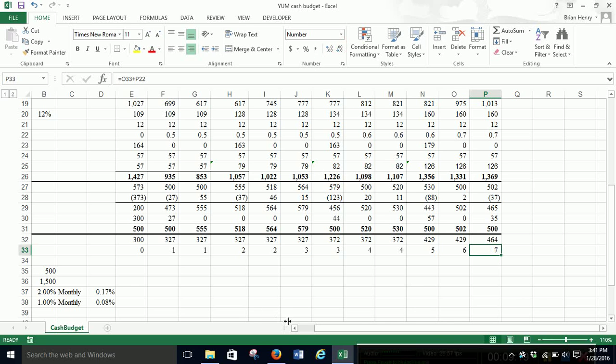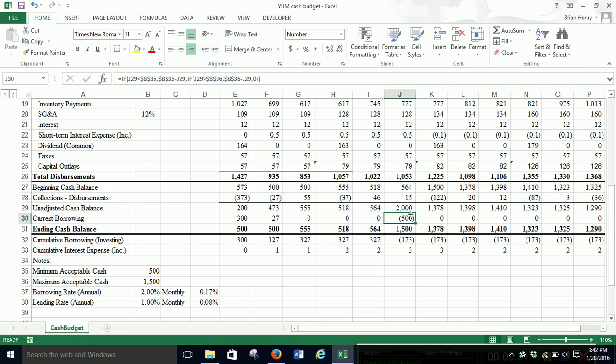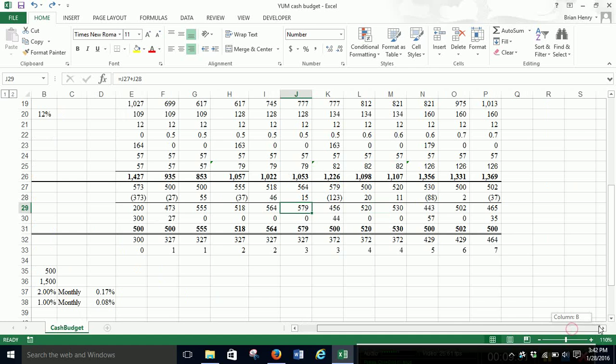And again, if we have excess cash and we go to investing, what's going to happen is, so again, if we have like $2 billion in excess cash here, it's going to pay back all our current borrowing. Now our interest is instead of being an expense, we're going to have an investment, so it's actually going to turn into income, and our cumulative interest will start declining instead of increasing. Okay, just in this particular example, we never have all that much extra cash.